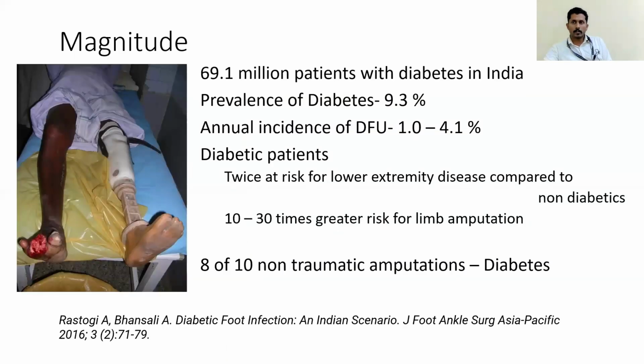Coming to the magnitude of diabetes and diabetic foot ulcer, as we all know, India is becoming the diabetic capital. Around 69 million patients in India have diabetes. Prevalence of diabetes is 9.3%. Annual incidence of diabetic foot ulcer ranges from 1 to 4%. Diabetic patients have 2 times the risk of amputation compared to non-diabetic patients. Major amputations are 10 to 30 times higher, and 8 out of 10 non-traumatic amputations are secondary to diabetes.